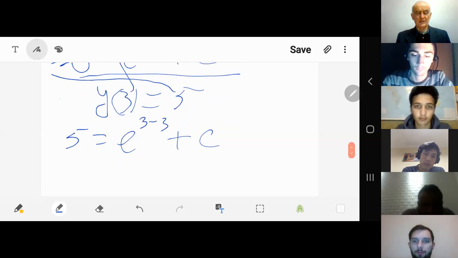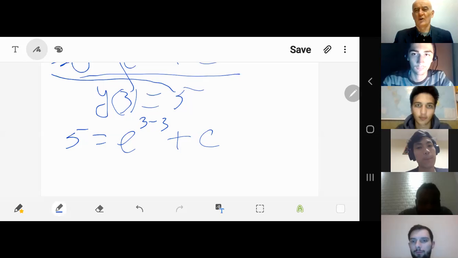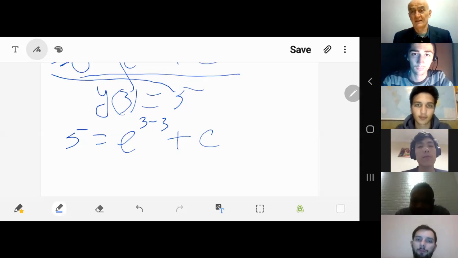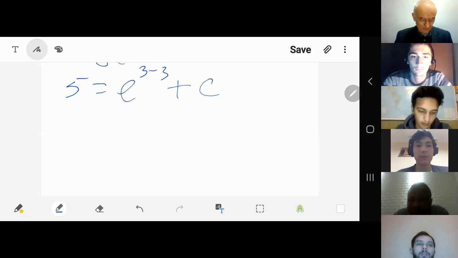And what is e to power 3 minus 3? What is 3 minus 3? It's 0. And what is e to the power 0? Is it 0? No, it's 1. Any number raised to the power 0 is 1. Look, any number, let's denote it by a. A to the power 0 is 1.